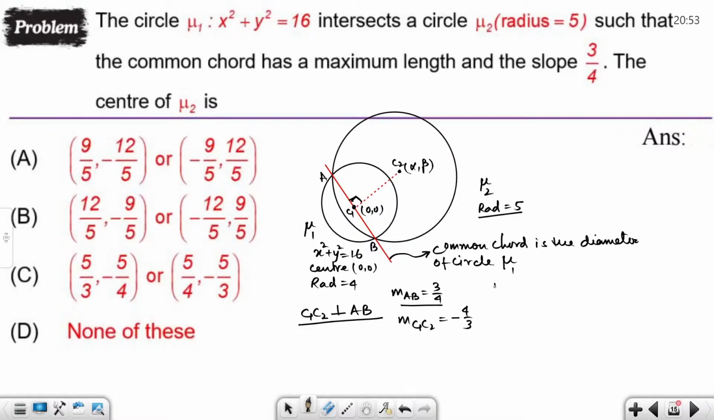Now, how can you find the slope of C1C2 by another method? By the two-point form, we get (beta minus 0) over (alpha minus 0), which gives beta over alpha. Therefore, beta over alpha is -4/3. From here, you can also write that beta is -4 alpha by 3.